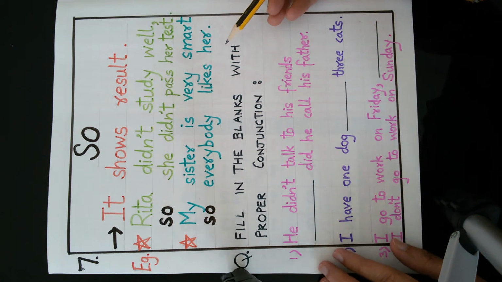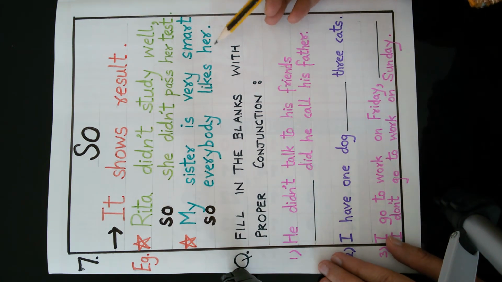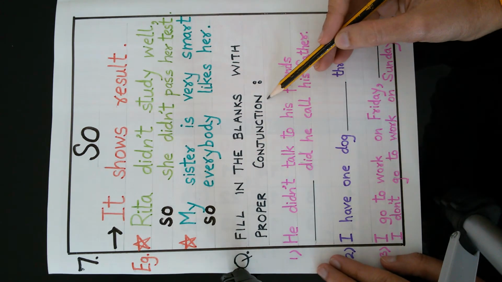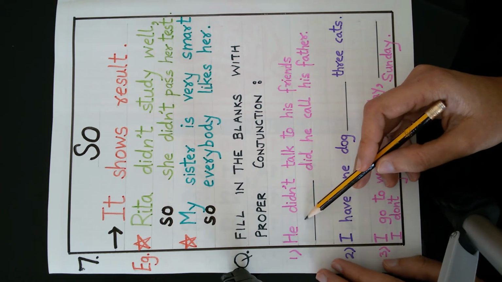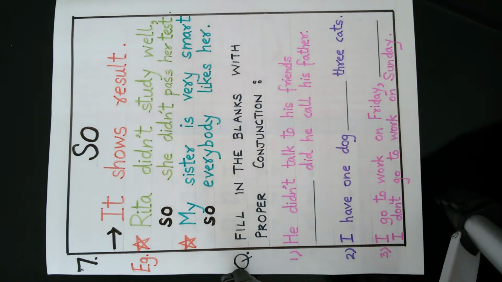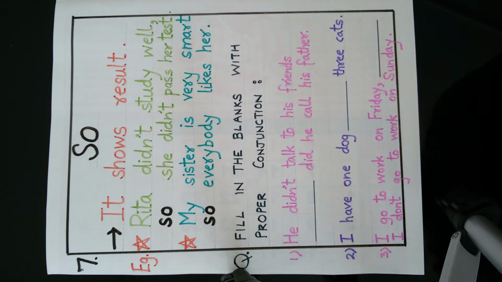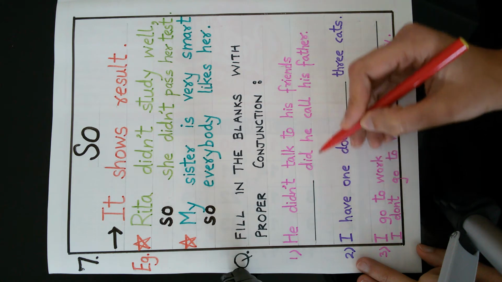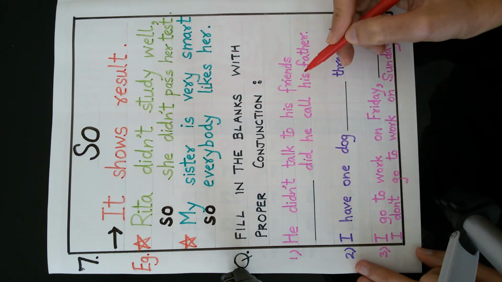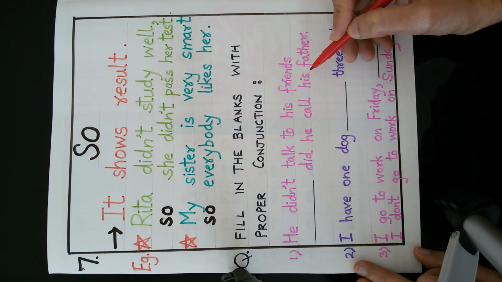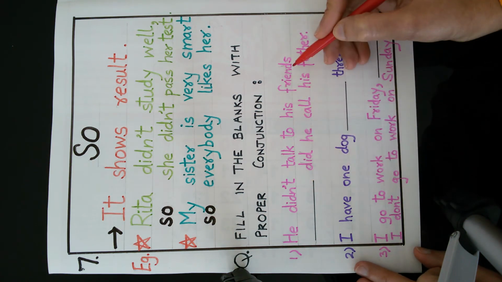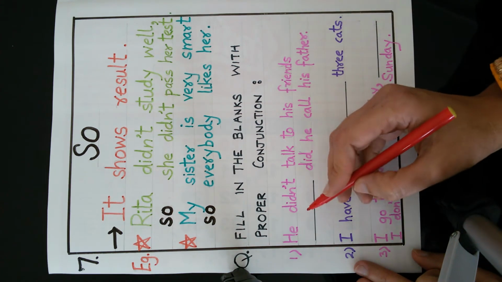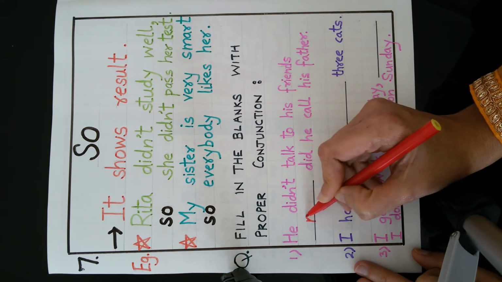Now that we have learnt all the 7 coordinating conjunctions, let us solve an exercise. Fill in the blanks with proper conjunction. The first one. He didn't talk to his friends, dash, did he call his father? Now, in this sentence, we have 2 negative ideas. He didn't talk to his friends, nor did he call his father. So here, we will write the conjunction nor.